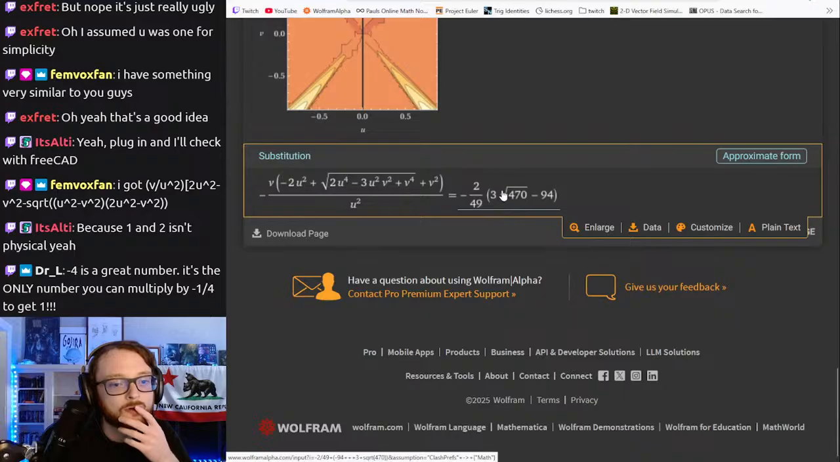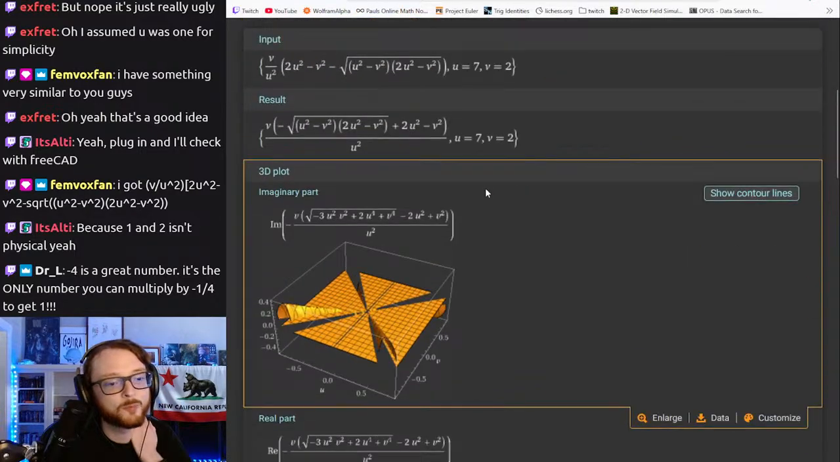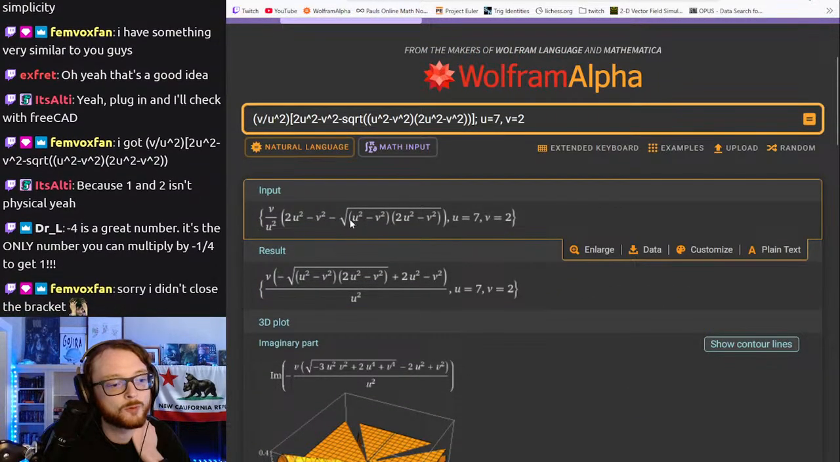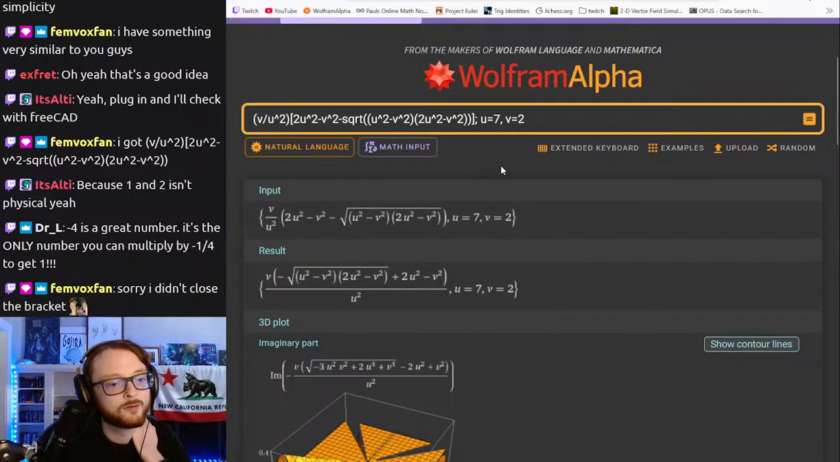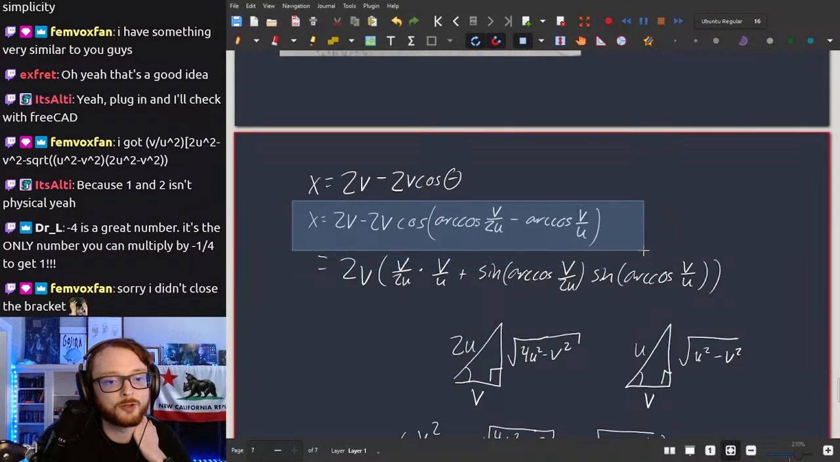Negative number. Did I... Was there a mistake in the parentheses? That Femlux, should it look like this? You know, well, we could plug in U and V from like... I could give Wolfram Alpha this answer here and not worry about the messy algebra.